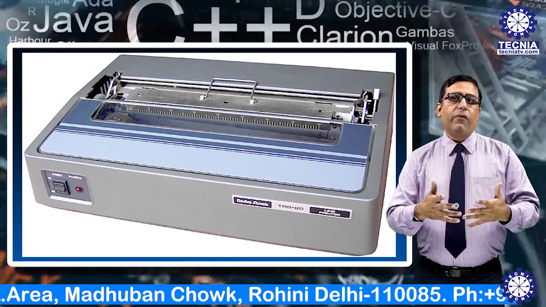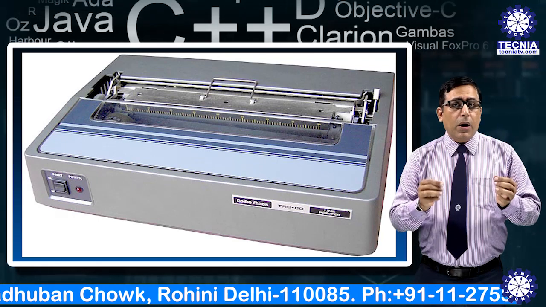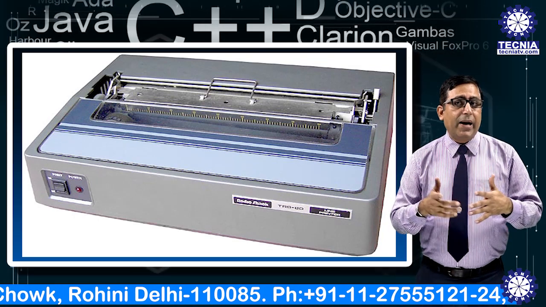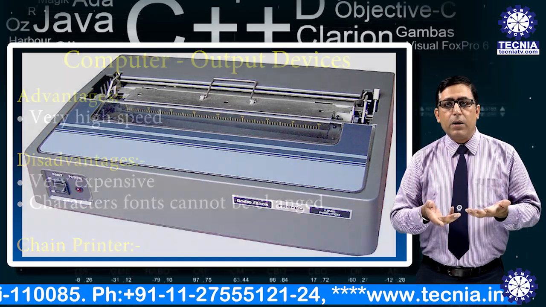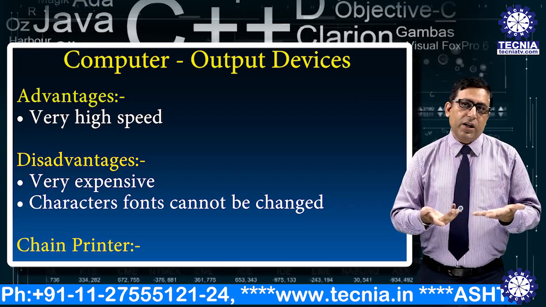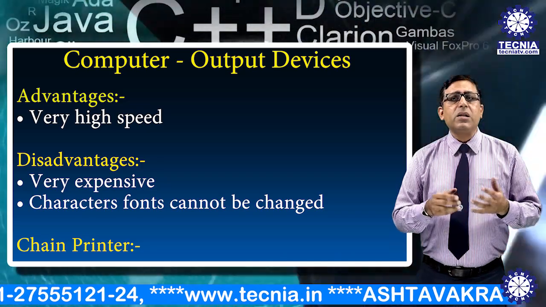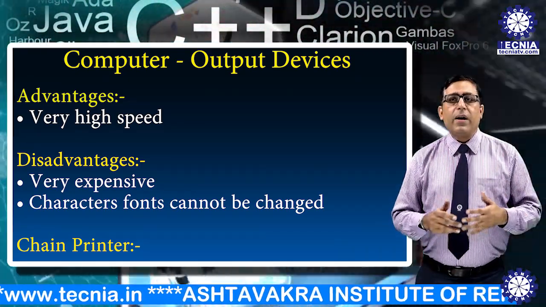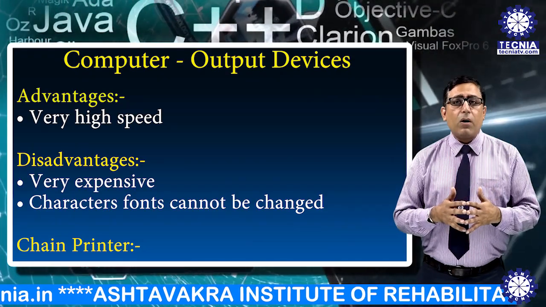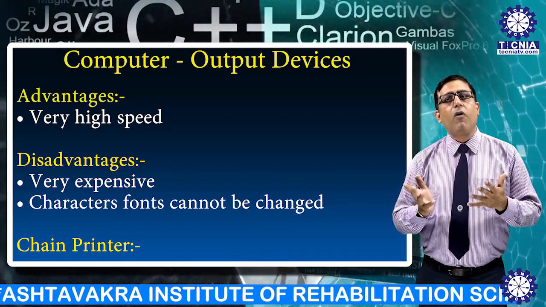One rotation of the drum prints one line. Drum printers are fast in speed and can print 300 to 2000 lines per minute. Now we are discussing the advantages of this kind of printer, that is very high speed. Disadvantages: very expensive. Characters and fonts cannot be changed in this kind of printer.